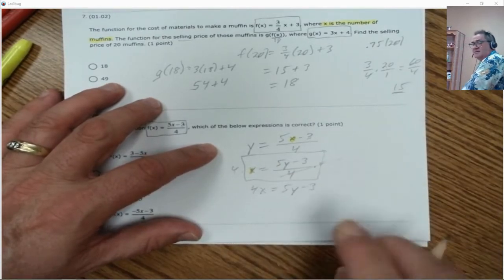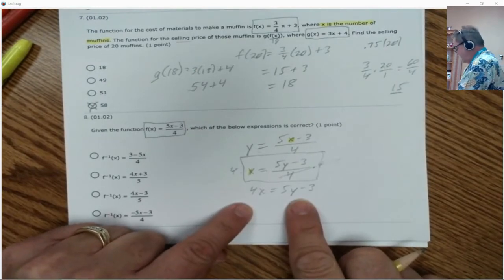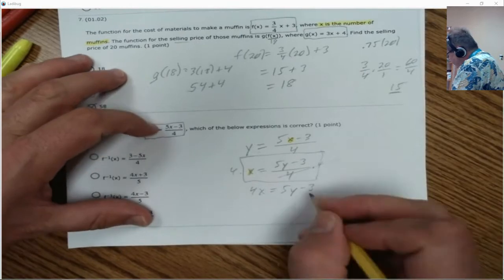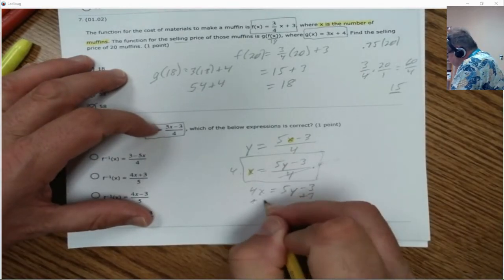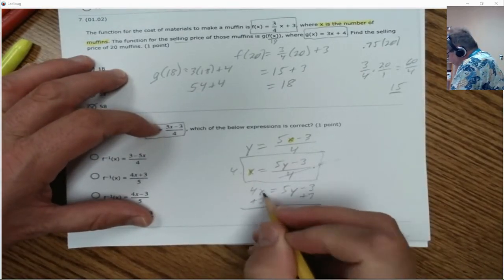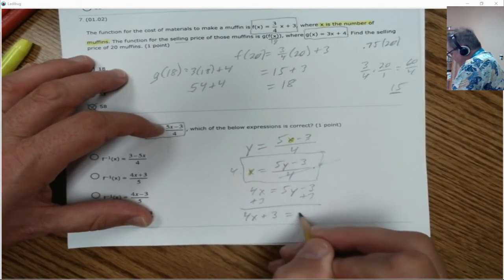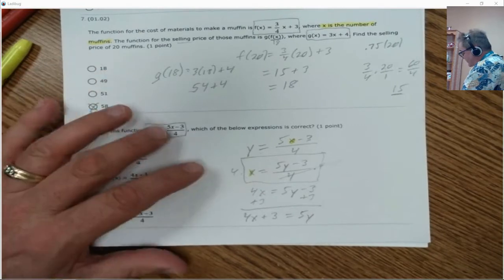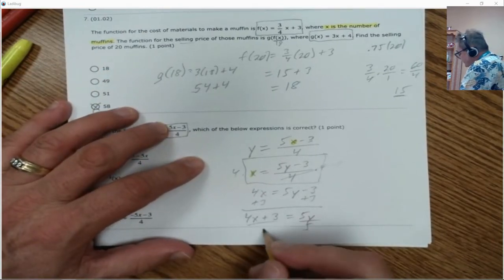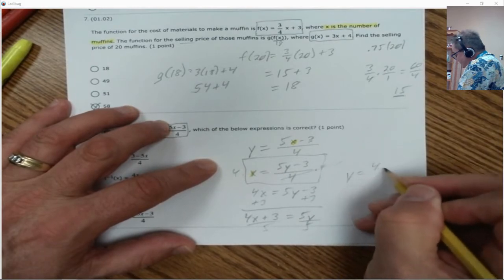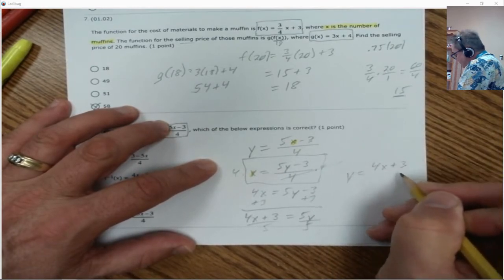Okay, so we've got 4x equals 5y minus 3. We're solving this for y, so let's move the 3. Plus 3. We can't combine those. Those are not like terms, so it just gets put on the end. And then we have to divide both sides by 5. So this is what y equals. Y equals (4x plus 3) over 5.